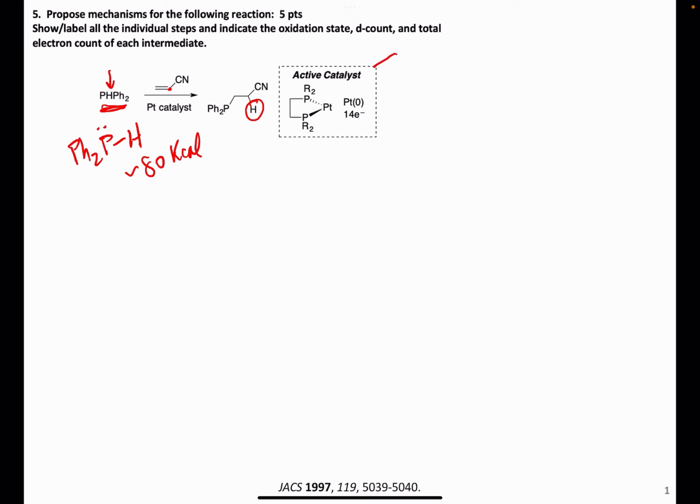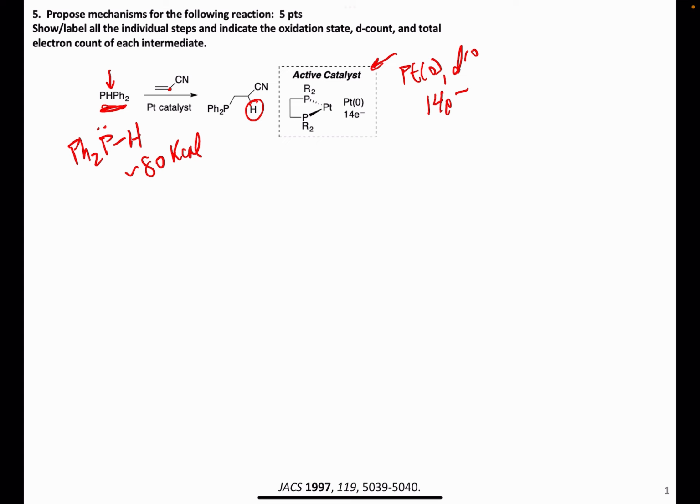Furthermore, notice that our active catalyst is a platinum 0, which means it's a d10, 14 electron compound. So it's low coordinate, it's electron rich, it really wants to do oxidative addition. That's going to be our first step in this catalytic process, the oxidative addition of the PH bond to the platinum 0 center.